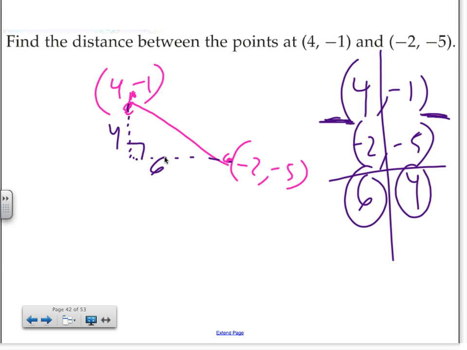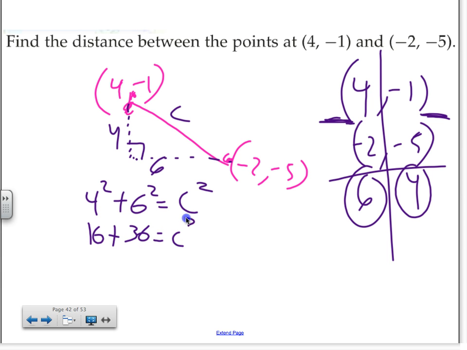See it? And if I have the 2 shorter legs, can I find the missing leg, or the longest leg in this case? Yes, you can, right? How do I solve this now? Square both. Alright, so 4 squared plus 6 squared equals C squared. 4 squared is 16. 6 squared is 36. 16 plus 36? 52. And how do I solve for C?